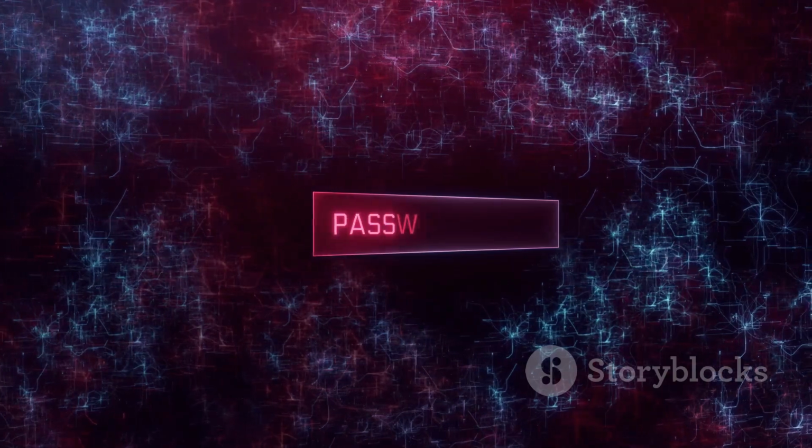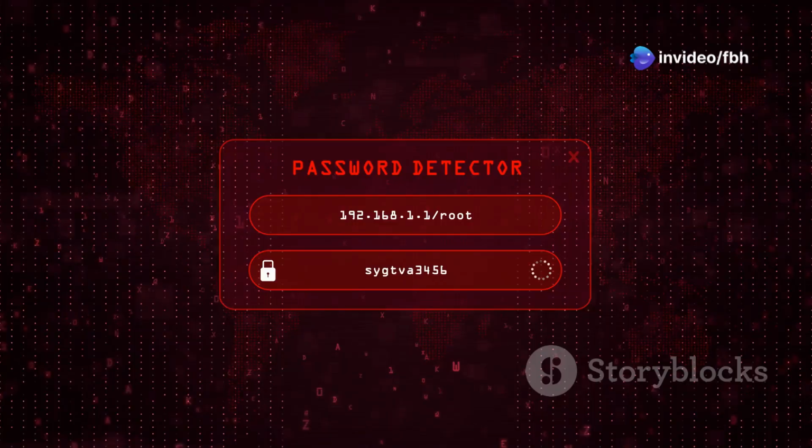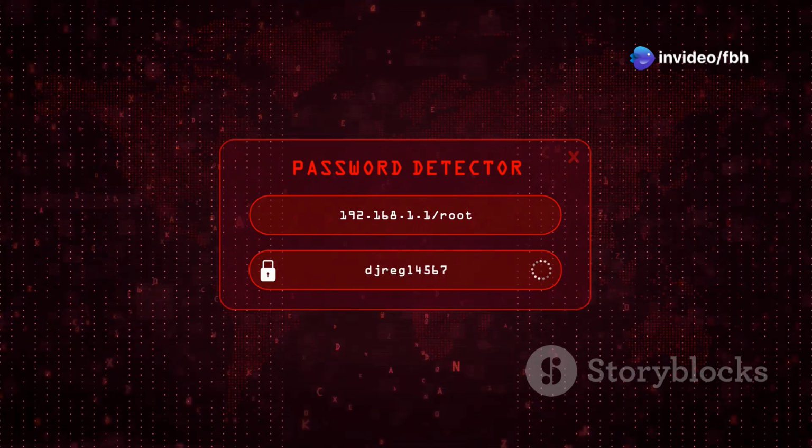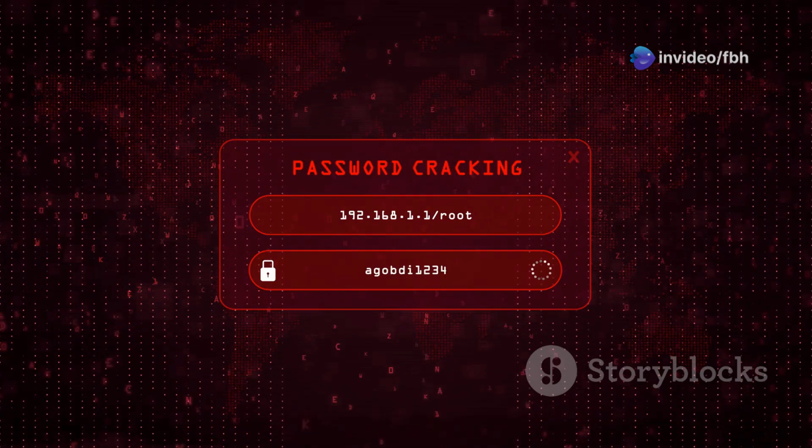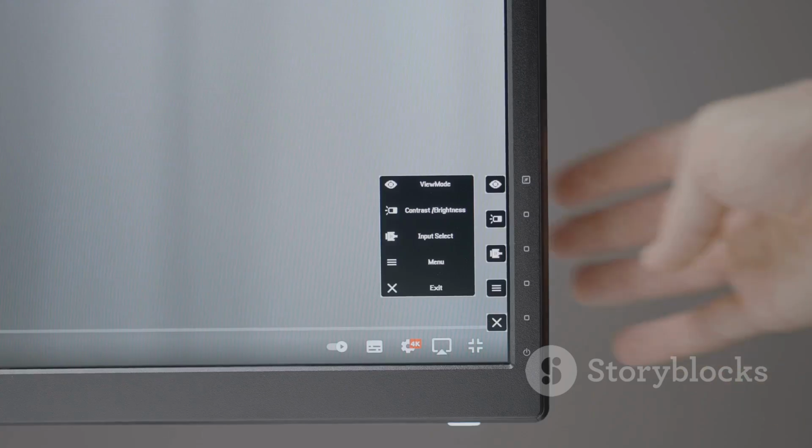John the Ripper cracks passwords using various methods. It can guess common passwords using a dictionary attack. It can also try every combination of characters in a brute force attack. The tool is highly customizable.